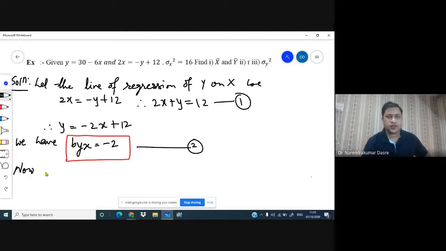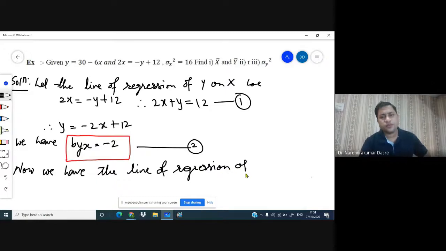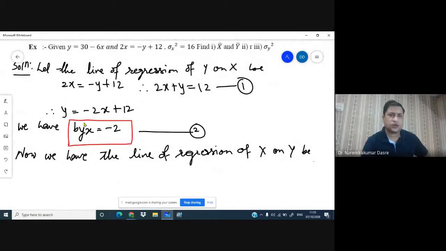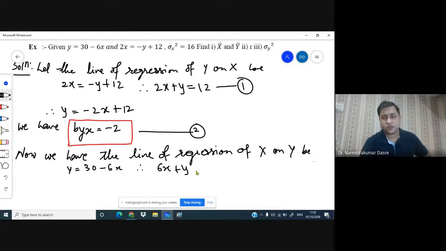Now we have the line of regression of x on y. So this is going to be the line of regression of x on y, and I can write y is equal to 30 minus 6x. So I can write this as 6x plus y is equal to 30. So this is going to be equation 3.